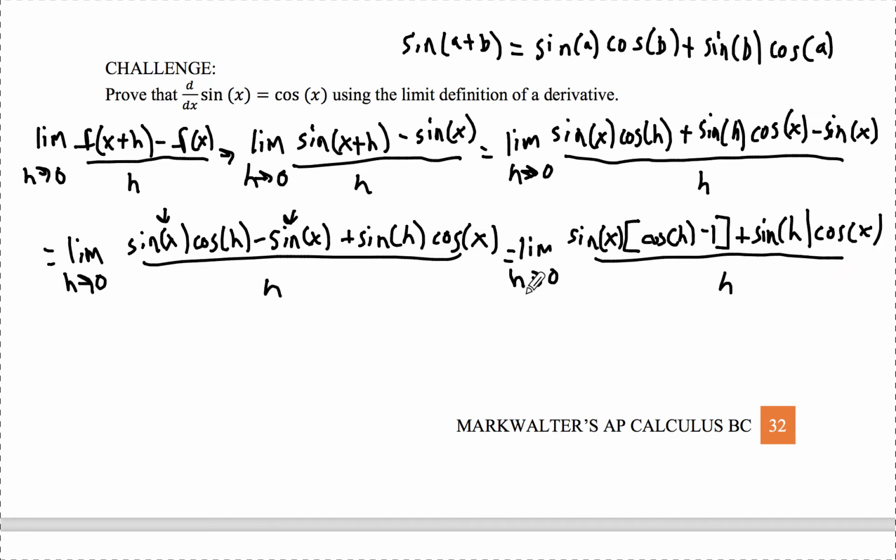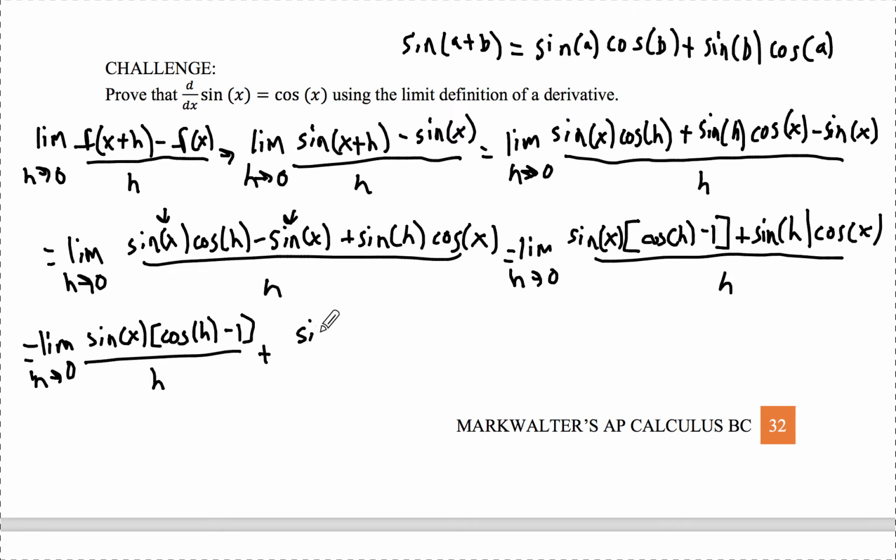Now we go, well, why is this useful? What can we do with this? Well, if we keep working this thing down, the limit as h approaches 0 of this thing, let's break this fraction up into two different things. We'll call it the limit as h approaches 0 of sine of x times the quantity cosine of h minus 1 over h, plus sine of h cosine of x all over h.